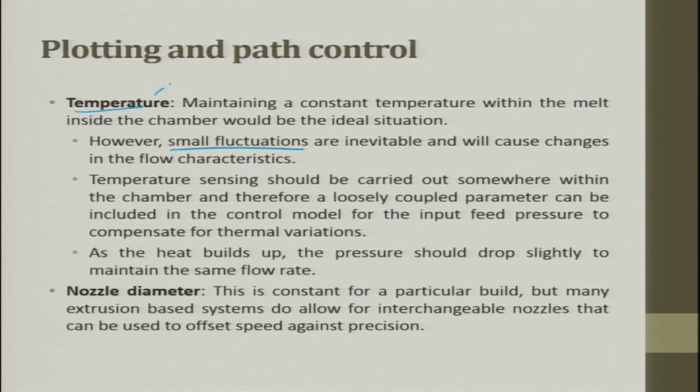So basically what we are trying to do is add one more source which tries to maintain the temperature variation. So we add a coupler, or we add one more sink, or one more source, to make sure that as the heat builds up, the pressure drops slightly. So P should drop slightly to maintain the constant flow, because if you give more pressure, more flow rate will be there. So you have to have a trade-off.